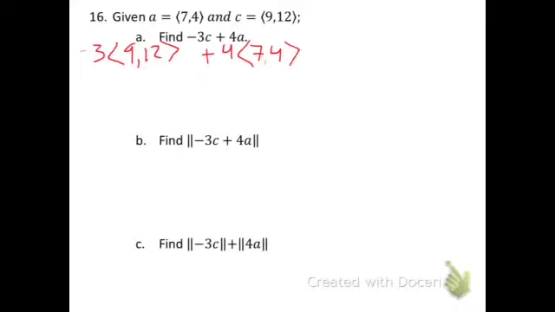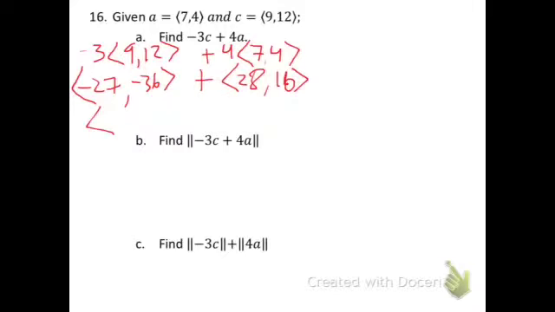4. And to do that, we're going to get negative 3 times 9, which is negative 27. And negative 3 times 12 is negative 36. 4 times 7 is 28. 4 times 4 is 16. We need to now combine components, so negative 27 plus 28, and negative 36 plus 16. When you do that, you're going to get 1 and 20.